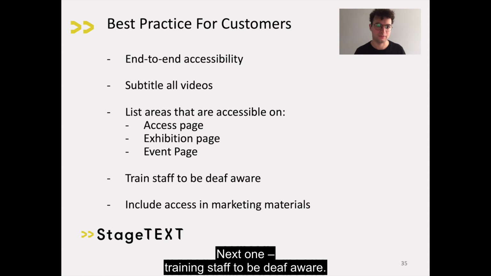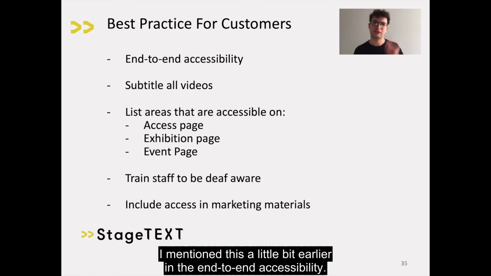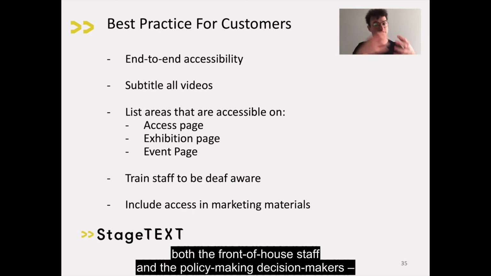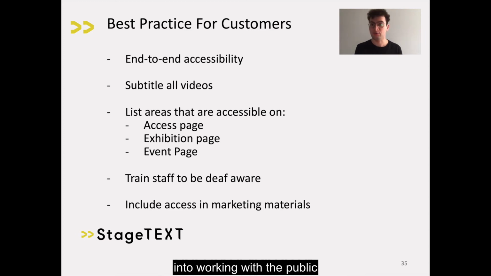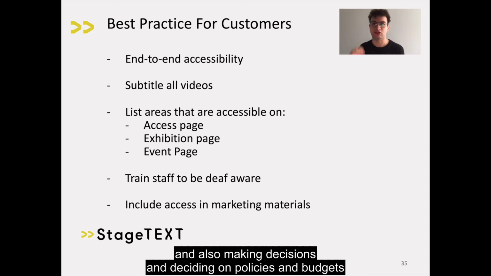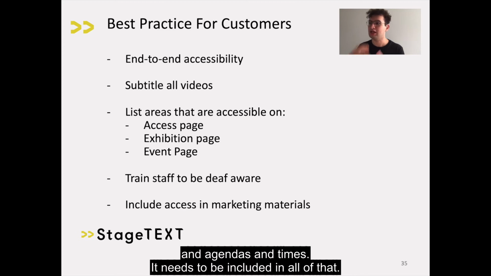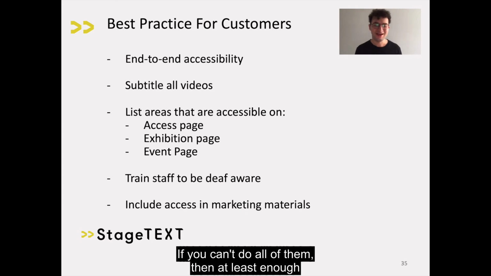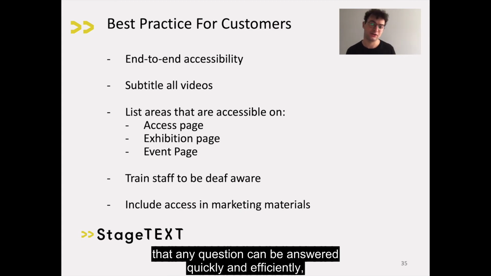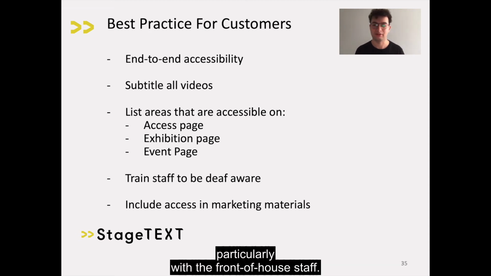Next one, training staff to be deaf aware. I mentioned this a little bit earlier in the end-to-end accessibility. You want your staff, both the front of house staff and the policy making decision makers, to be deaf aware so that they can incorporate that deaf awareness into working with the public and also making decisions and deciding on policies and budgets and agendas and times. It needs to be included in all of that. Ideally, you want to do all of them. If you can't do all of them, then at least enough that any question can be answered quickly and efficiently, particularly with the front of house staff.